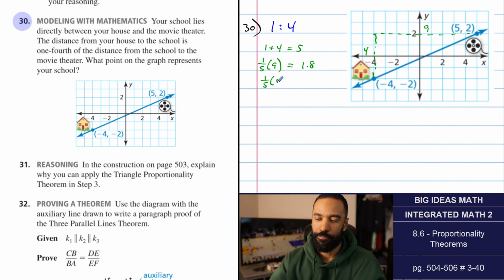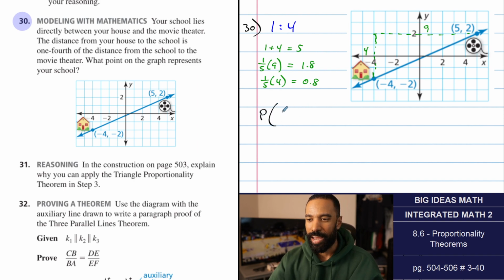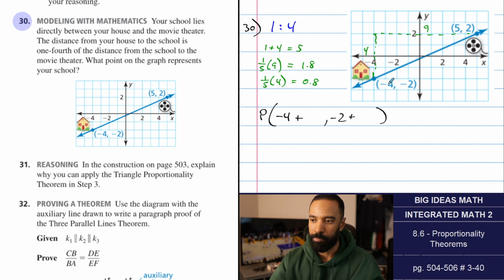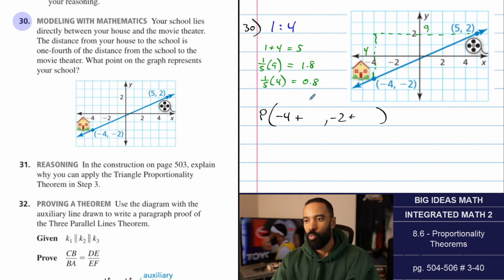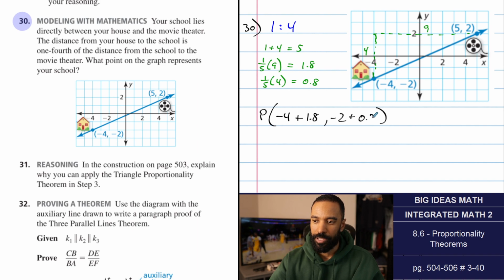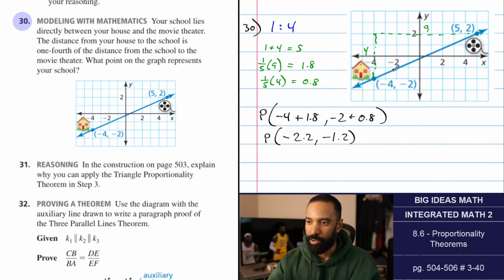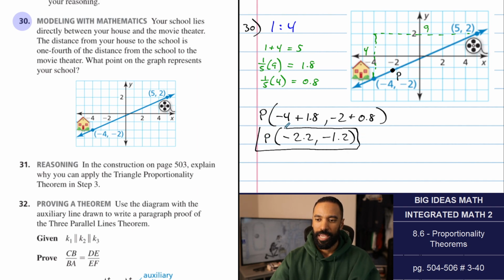And 1/5 of 4 is 0.8. So we're going to be adding, I'll put P for the school's point. I'm going to be adding, so -4 plus and -2 plus, these are the locations of home, -4 plus 1.8 and -2 plus 0.8. And we'll get school's location at -2.2, comma -1.2 like this. So -2.2 comma -1.2 is going to kind of look like that right there. That's point P, and that is where your school is located on that point.